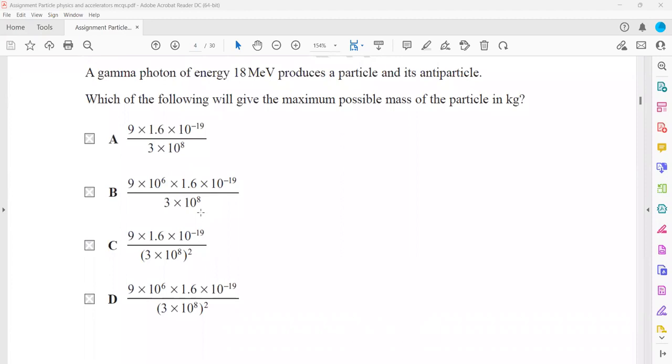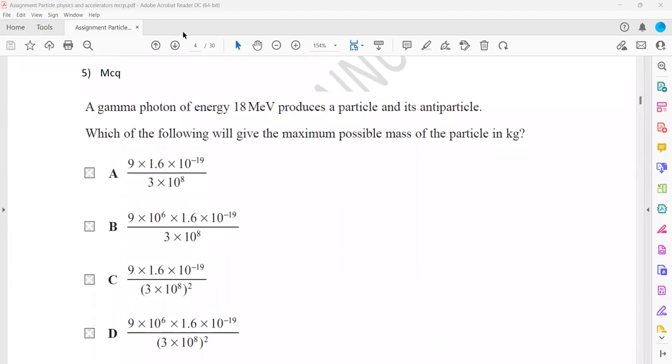In question 5, a gamma photon with the energy of 18 mega electron volt produces a particle and its antiparticle. Which of the following will give the maximum possible mass of the particle in kilogram? The energy is there, but energy should be in joules. We have the formula E equals mc square, so energy divided by c square will be equal to mass.